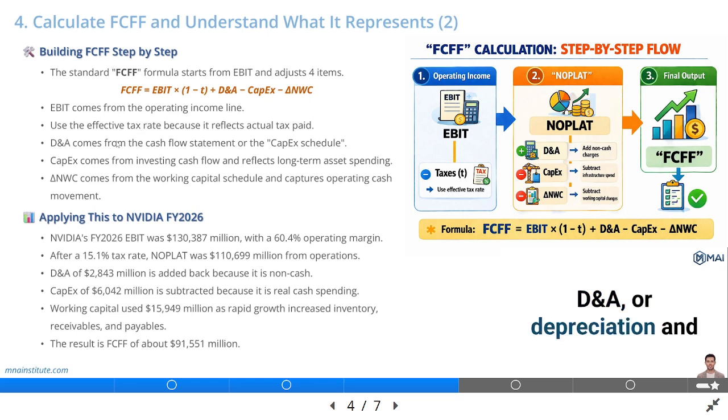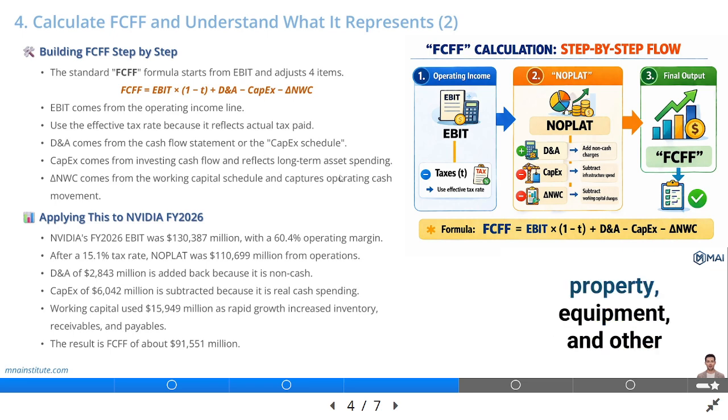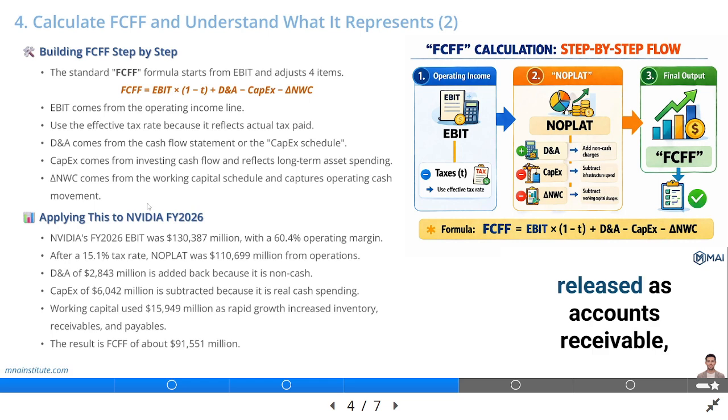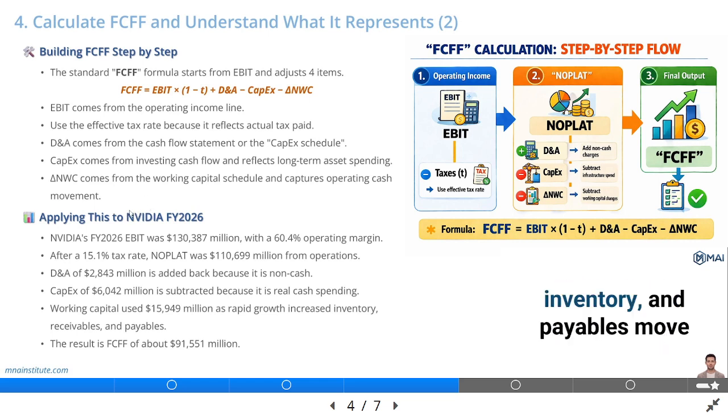D&A, or depreciation and amortization, comes from the cash flow statement as a non-cash add-back, or from the CapEx schedule in a financial model. CapEx comes from the investing section of the cash flow statement and represents cash spent on property, equipment, and other long-term assets. ΔNWC, or the change in net working capital, comes from the working capital schedule and captures the cash consumed or released as accounts receivable, inventory, and payables move with revenue.